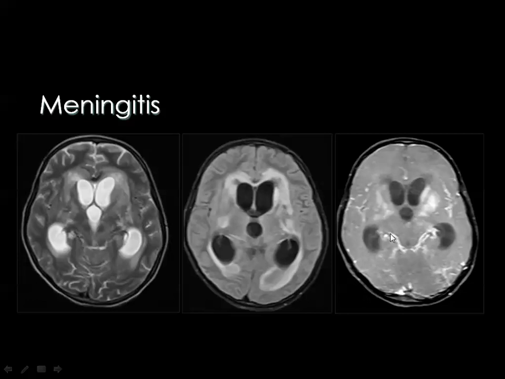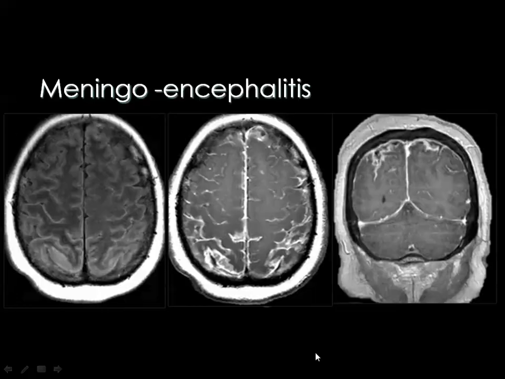And here you can see that there is some enhancement in the basal cistern and in the basal ganglia, as well as in the sylvian fissures, with dilated ventricles due to communicating obstructive hydrocephalus.